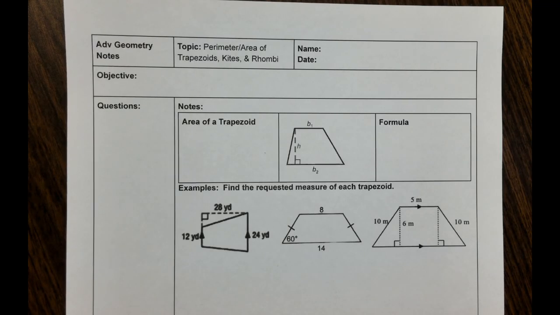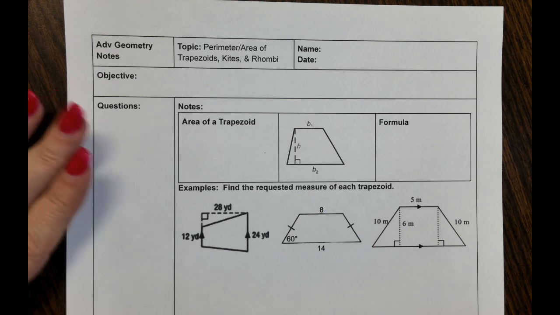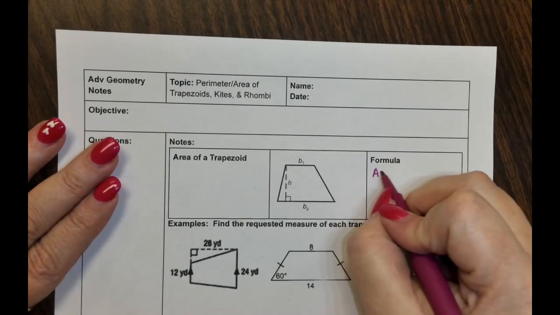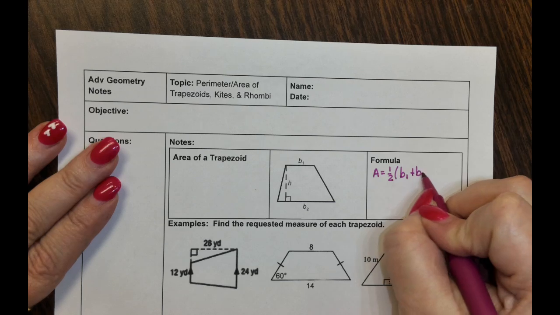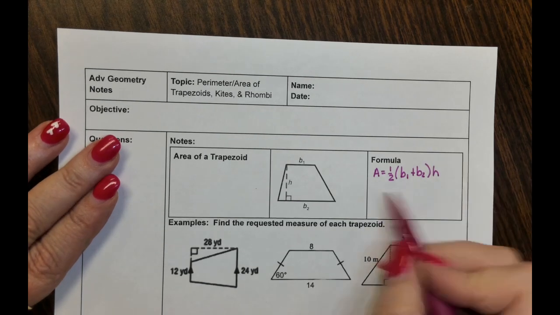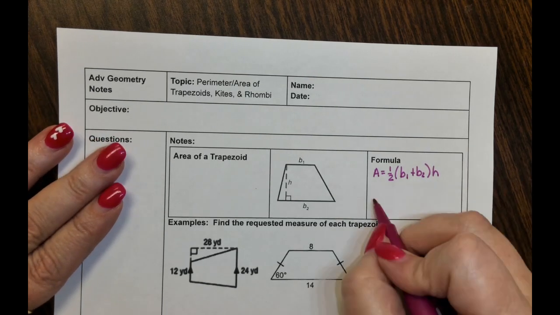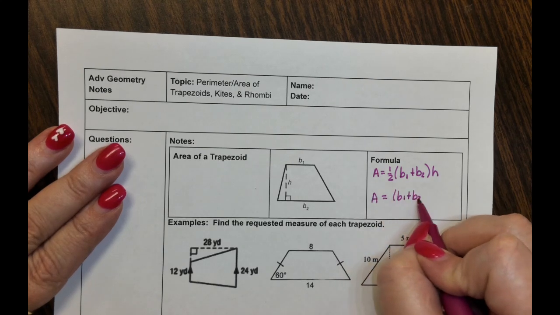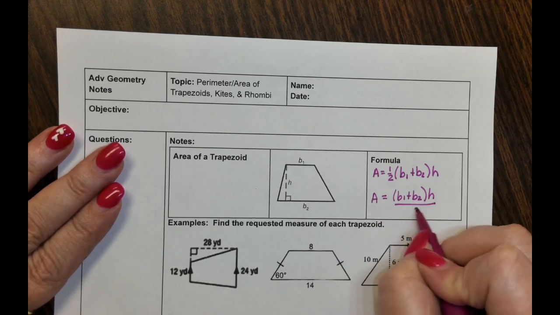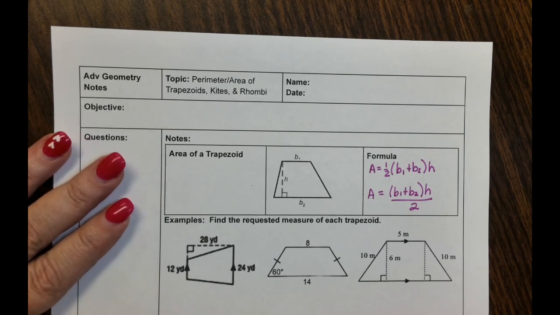As we continue our study of area, today we're going to focus on trapezoids, kites, and rhombi. The formula for the area of a trapezoid is that the area is equal to 1/2 base 1 plus base 2 times the height. Now you can multiply those in any order. You could also see it as base 1 plus base 2 times the height all over 2. However you want to handle it.